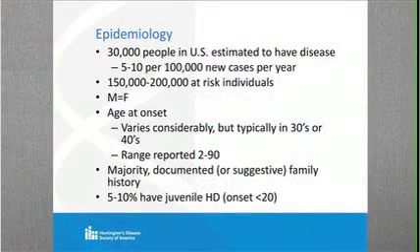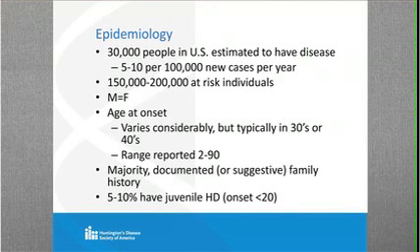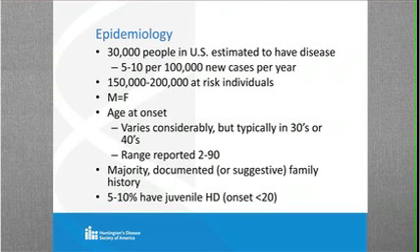In terms of the epidemiology of Huntington's disease, it's estimated that about 30,000 people in the U.S. have the disease. And in terms of the incidence, it's about 5 to 10 cases per 100,000 per year. Not only are there about 30,000 people with the disease, but another 150,000 to 200,000 that are thought to be at risk. So they have a first-degree relative with the disease, either a sibling or a parent. It affects men and women equally, and the age at onset varies, but it typically is in the 30s and 40s.